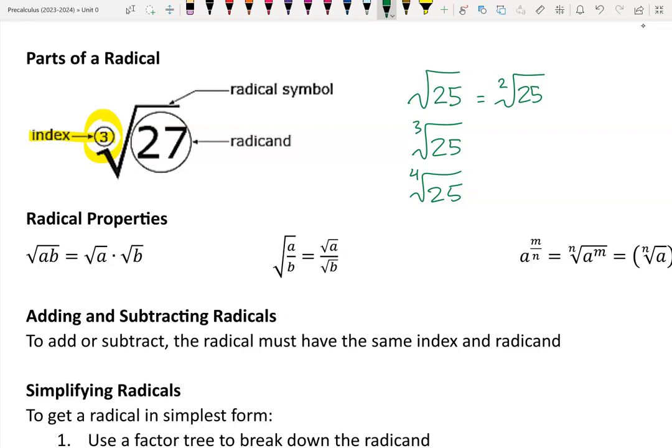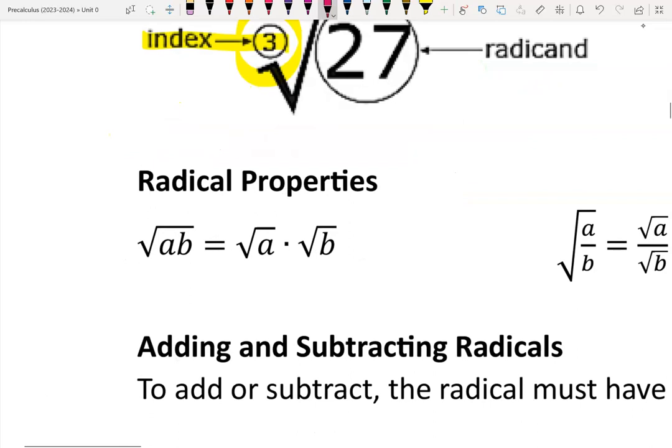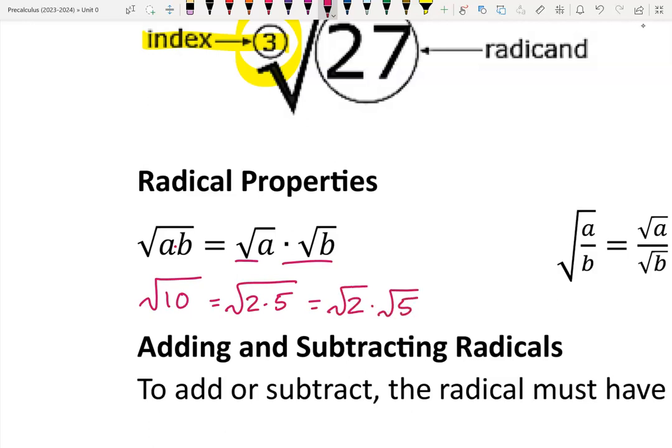Some radical properties we have here. We have our first one, the square root of a times b, or any root. Remember, we can have any type of index there. But if we are multiplying, I can split that up into two different ones. So for example, if I had the square root of, say, 10, well, I can write 10 as 2 times 5, and so therefore I can write that as the square root of 2 times the square root of 5. That'd be an example of what that could be used like.